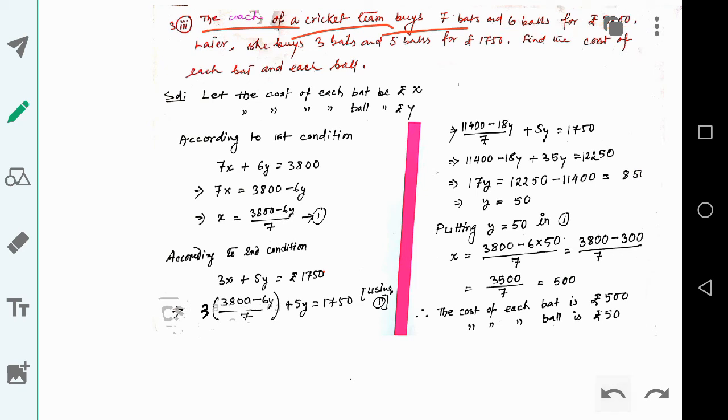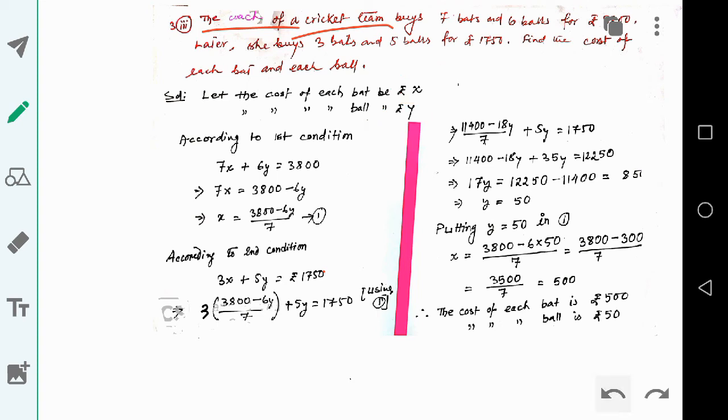Later, after buying this, she again buys 3 bats and 5 balls for rupees 1750. Find the cost of each bat and each ball. Now let us suppose the cost of each bat is rupees x, that means the cost of one bat is rupees x and that of one ball is rupees y.